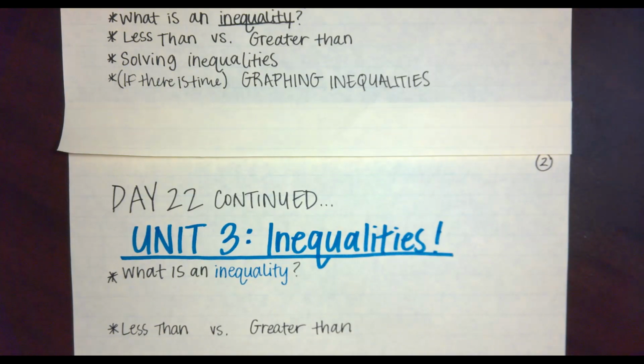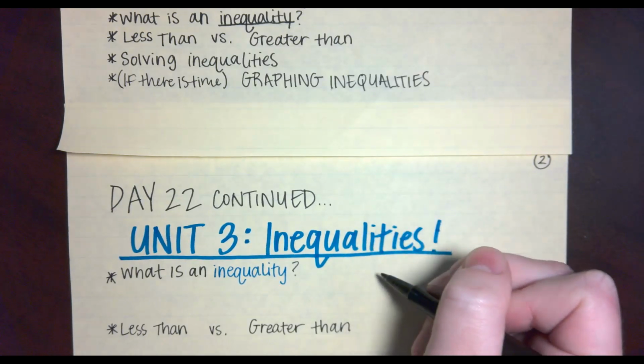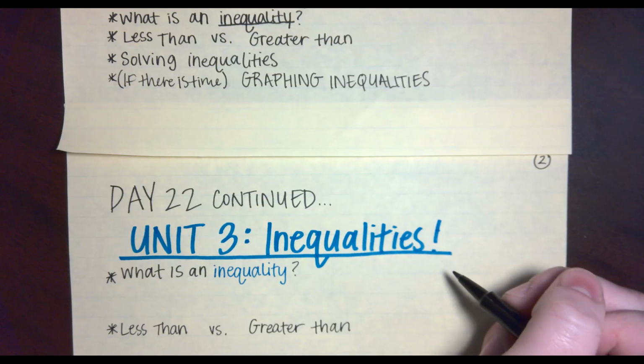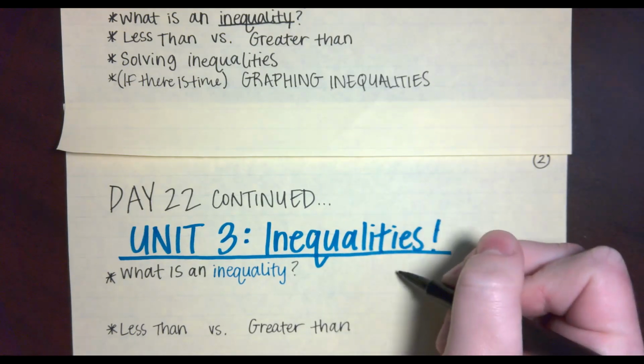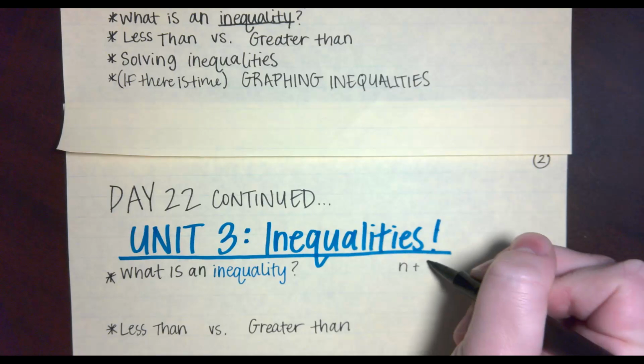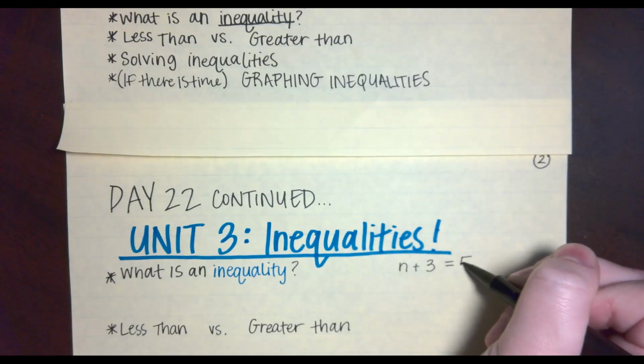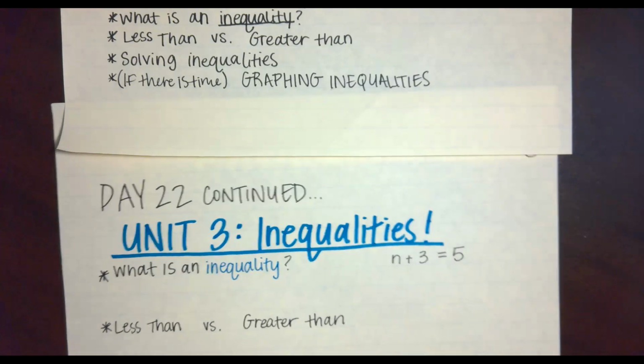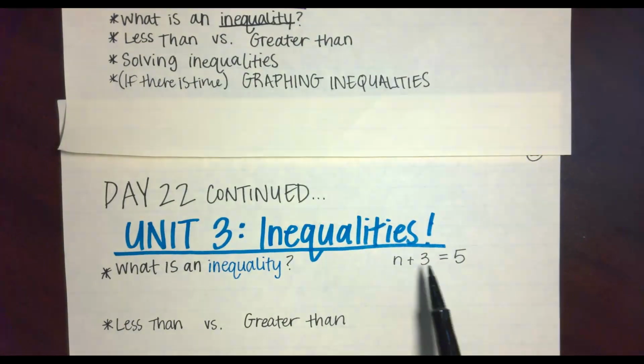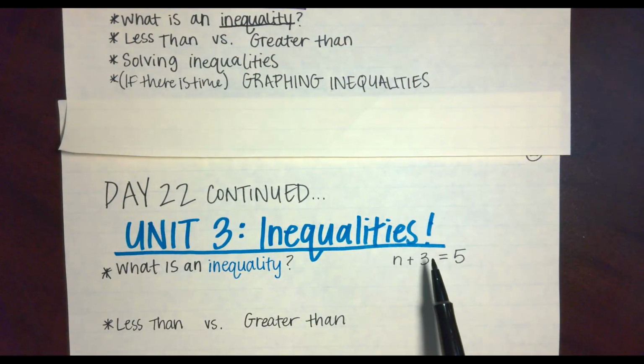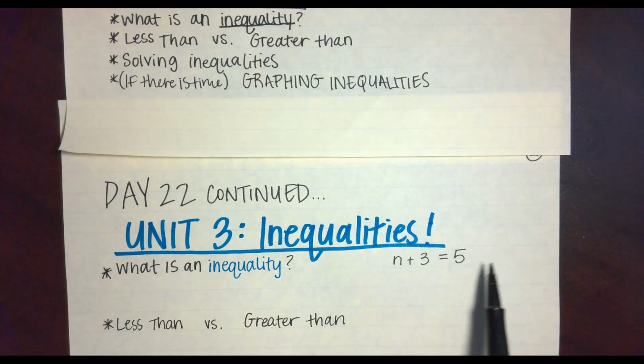So, what is an inequality? I'm going to tell you. We just learned about equations in Unit 2. Unit 2 is all about solving equations where we have a value is equal to another value. For example, maybe we would have n plus 3 equals 5. Okay, so in an equation, this quantity here, n plus 3, is going to have the same value as whatever's on the other side of the equal sign. It's going to equal 5.